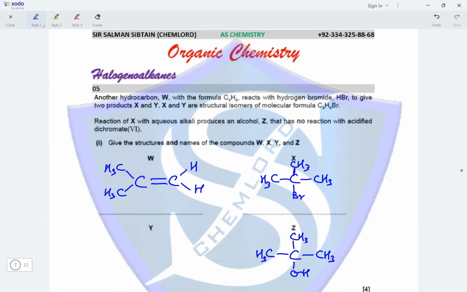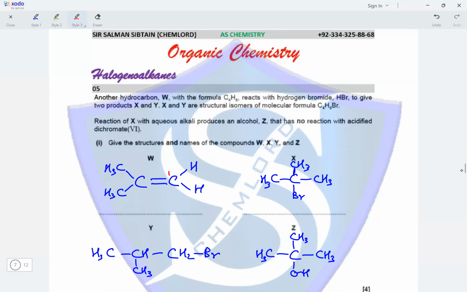And if Br is added to the carbon on the right and hydrogen to the carbon on the left, then we would have formation of compound Y, which would be CH2Br on the right. Then we would have CH attached to two CH3 groups. And now to name all these four compounds, we would start off with naming of W.